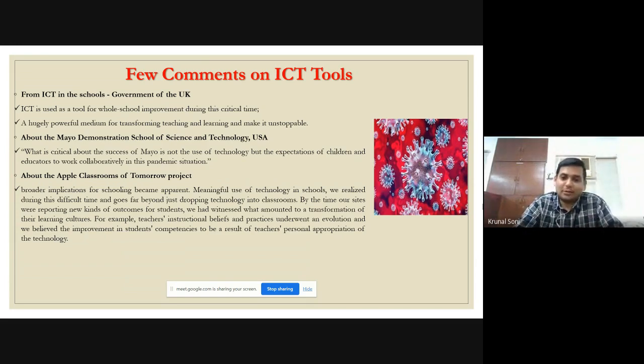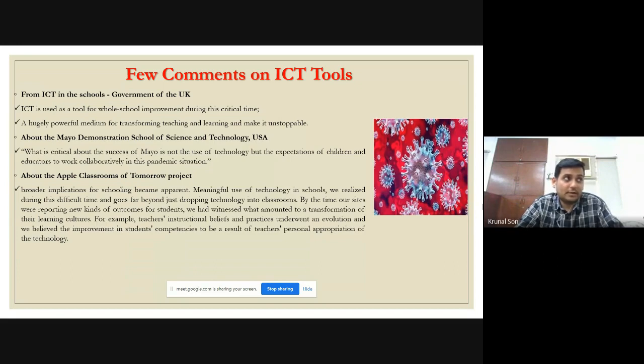We always say that knowledge is not power, application of knowledge is power. The same thing has happened after COVID-19. Before COVID-19, people and school authorities were just showing what tools were available, but otherwise the physical classroom was in operation. After COVID-19, the scenario has changed, and definitely we all agree on this. By the time our sites were reporting new kinds of outcomes for students, right, we had witnessed what amounts to a transformation of their learning cultures, right?